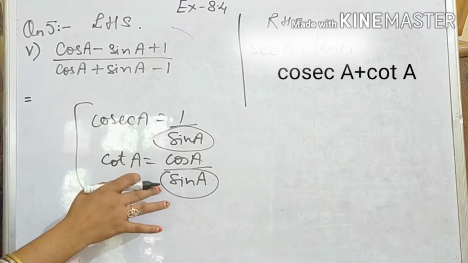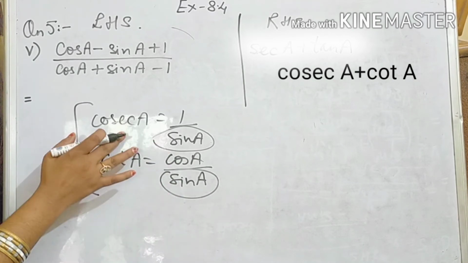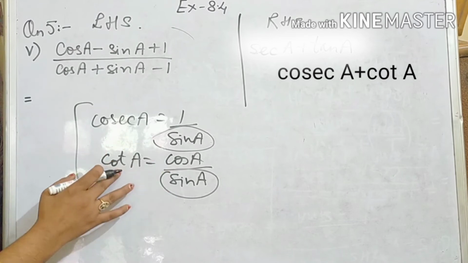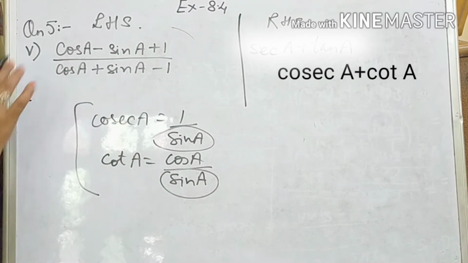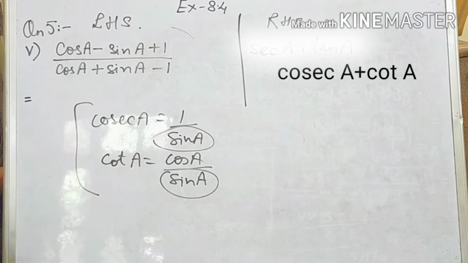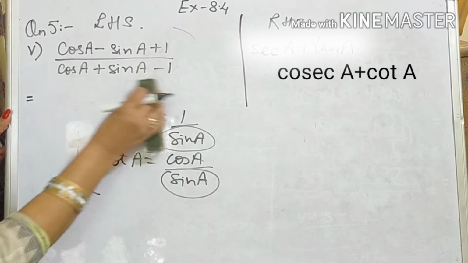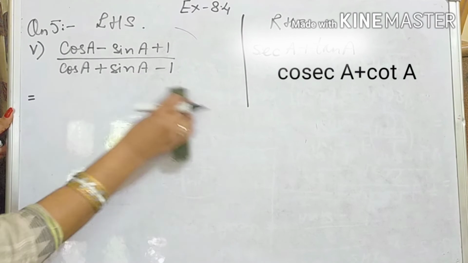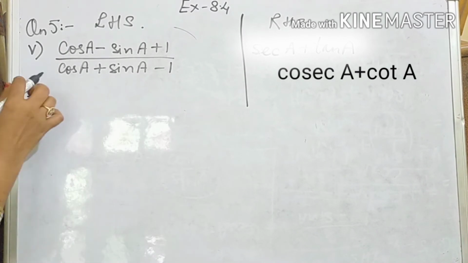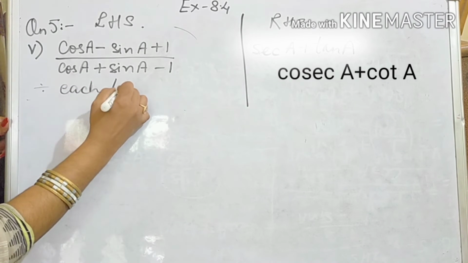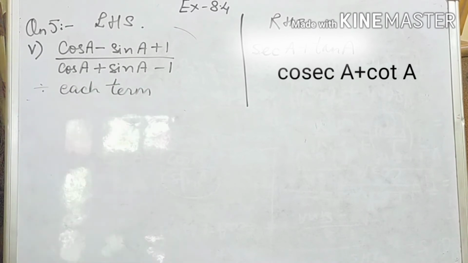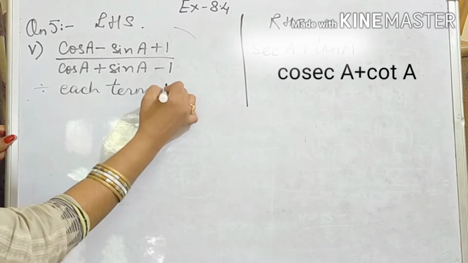I have explained why I am dividing with sin A. Why not with cos A? I am dividing by sin A because cosec A is 1 by sin A, cot A is cos by sin A, and we have to convert this question into cosec and cot. That's why I'm going to divide the whole LHS by sin A. So divide each term by sin A.